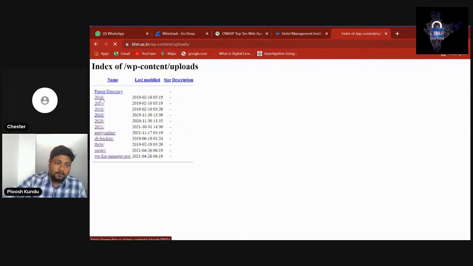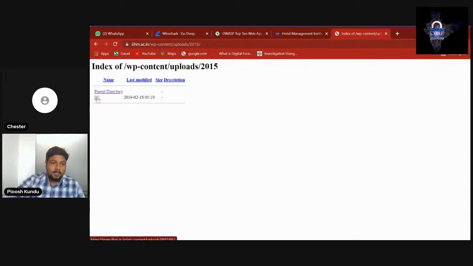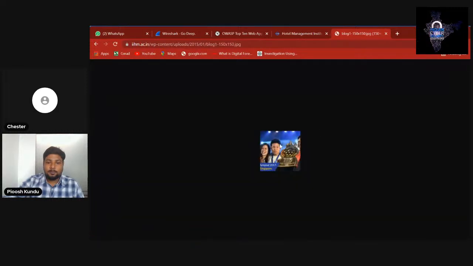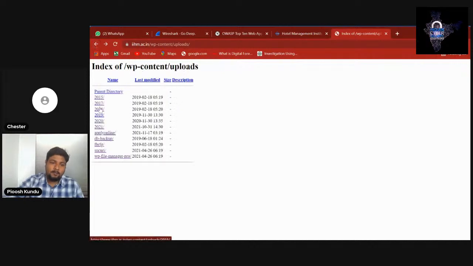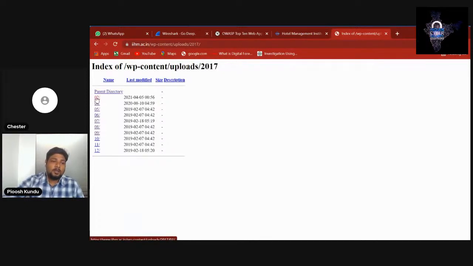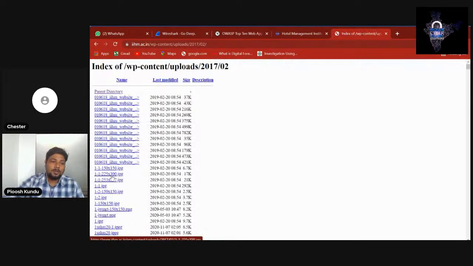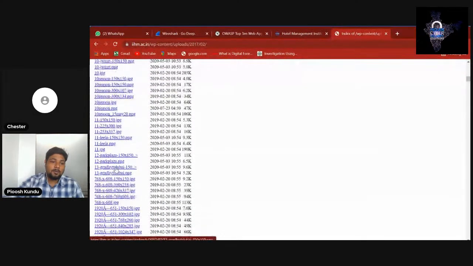If I check the 2015 folder, there is another subfolder there, and we can see different types of images. Only images are saved there. If we go to the 2017 folder, there are a lot more subfolders, including HTML. These are all our image files, in JPG or PNG format.